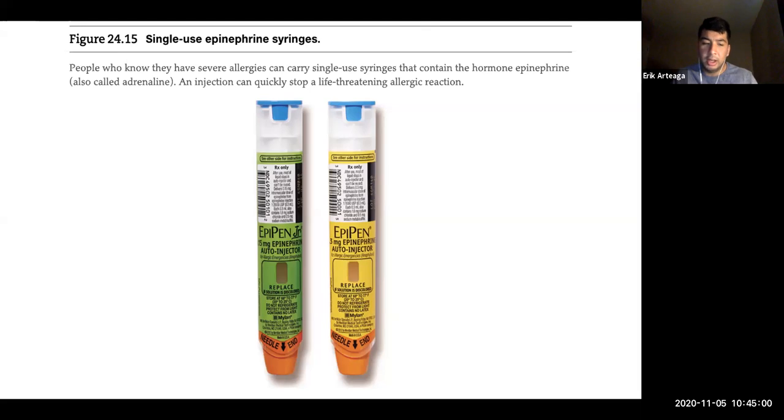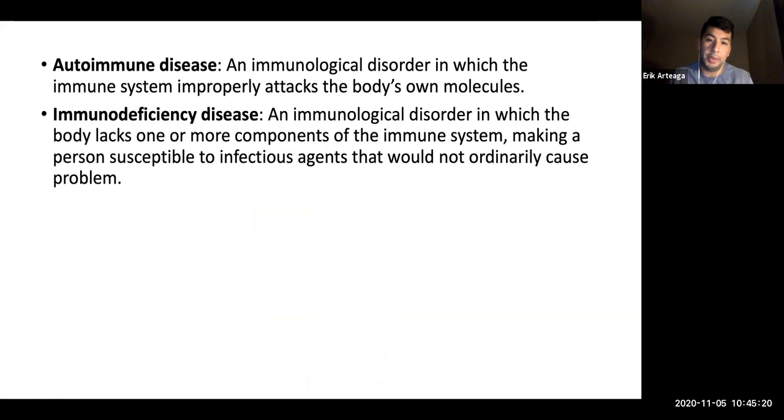Okay, so these allergies are severe, and a lot of physicians or a lot of research has been pointing to changes in gut microflora, changes in the cleanliness of our environment now in a Western society, where you don't see as many of these allergies elsewhere, in underdeveloped countries, let's say. So, autoimmune disease as well. An autoimmune disease is an immunological disorder in which the immune system improperly attacks its body's own molecules.